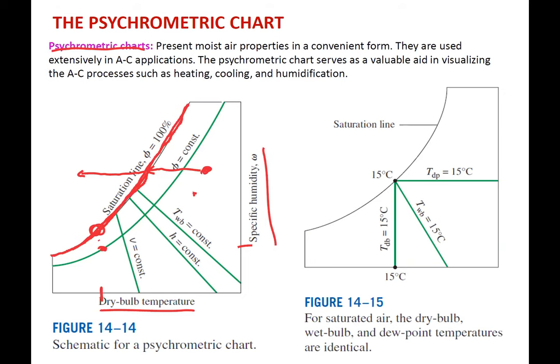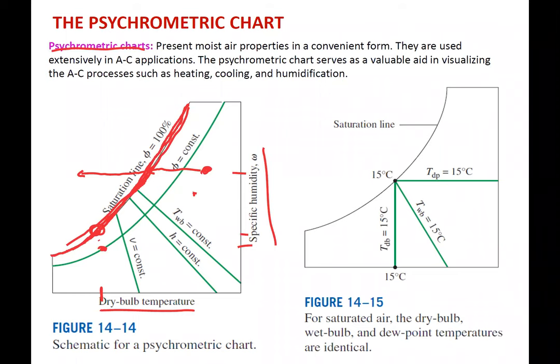Say we end up here, which means our specific humidity just changed because we dropped out water, okay? Because we're staying along that 100% relative humidity line and still cooling. That means water's condensing. You're dehumidifying the water, okay? The other thing that's important about this saturation line is that it tells us the dew point temperature, okay?